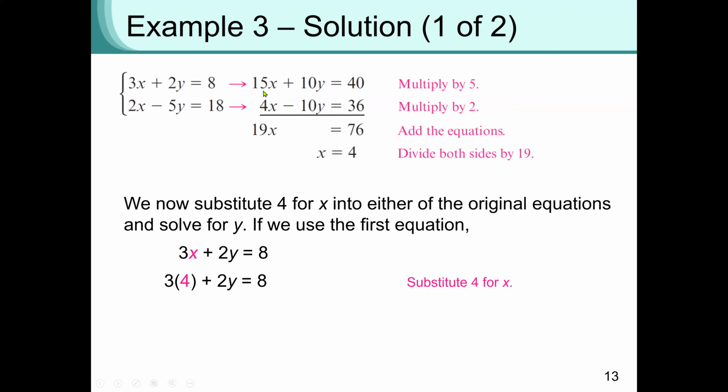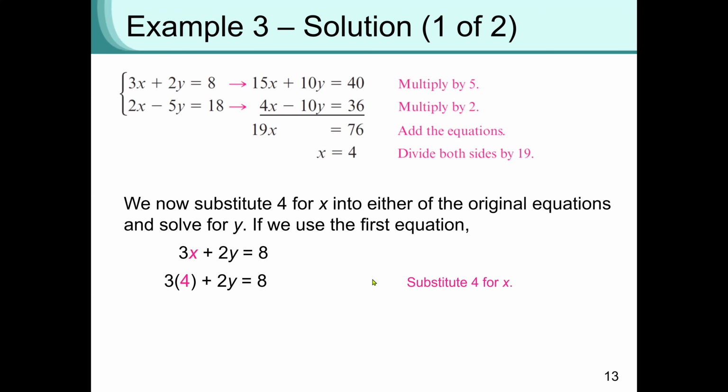Then we combine. So 15x plus 4x will give me 19x. Plus 10y minus 10y will give me 0, so they will cancel. Then 40 plus 36 will give me 76. So I'll divide both sides of the equation by 19 because I'm looking for x. 76 divided by 19 will give me 4. So finally our x value is 4.